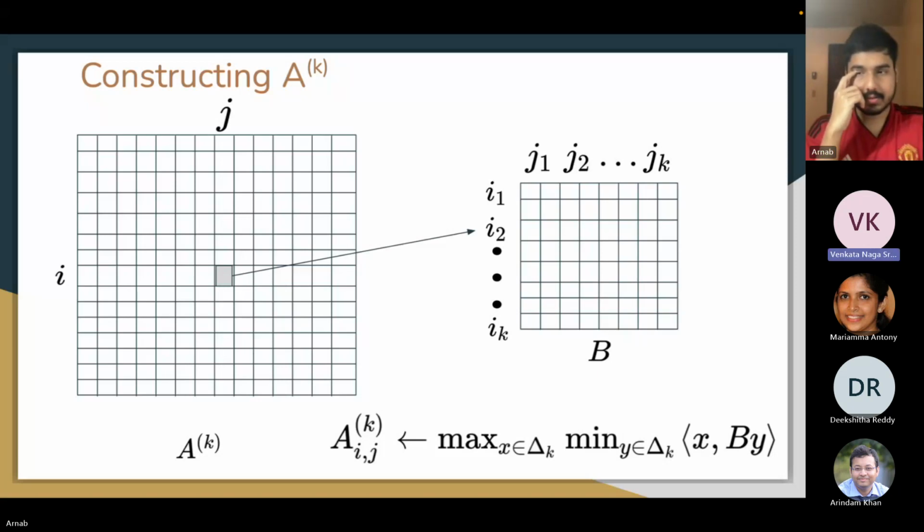And when k is equal to n by 2, the size of this high dimensional matrix will be exponential. So this is not a polynomial time algorithm, as you can see, because if k is huge, then the size will blow up. So that issue is also there, whether you can do it in polynomial time or not.